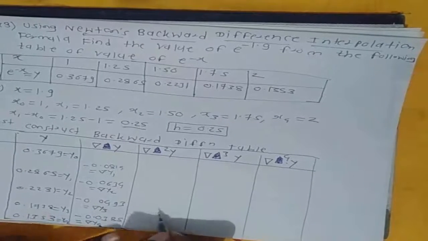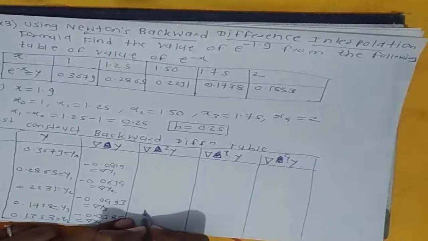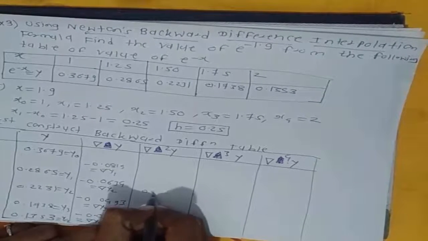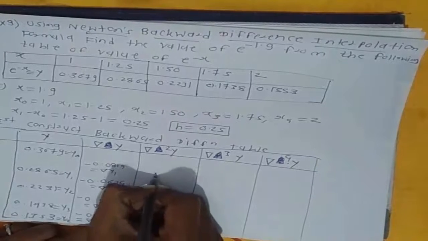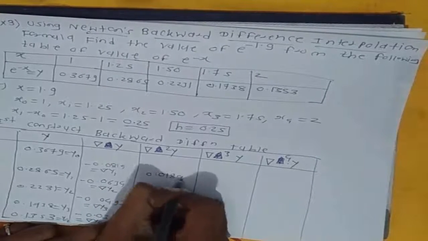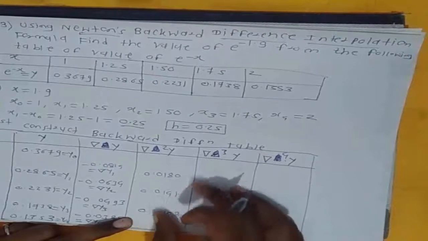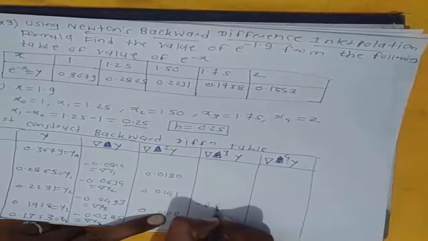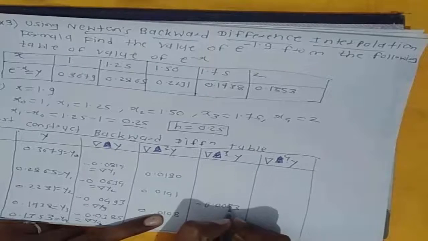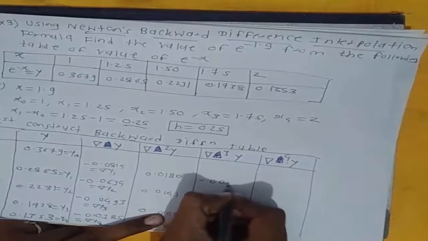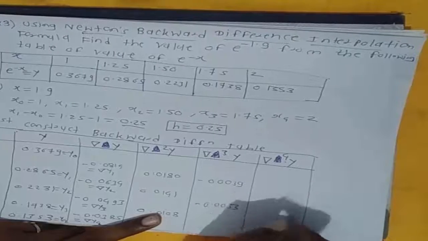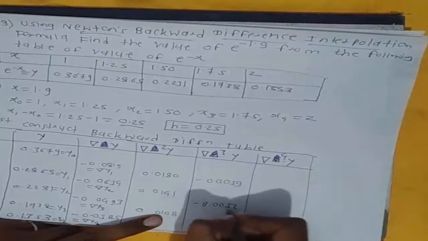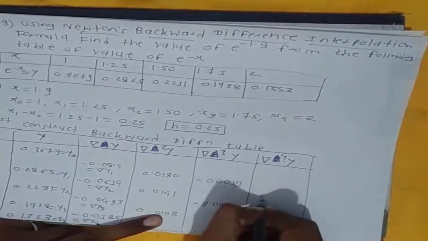Again, if we take the difference of these differences, we get 0.0108, then 0.0141, then 0.0180. If we take the difference of the second order differences, we get the third order differences: minus 0.0033, then minus 0.0039.